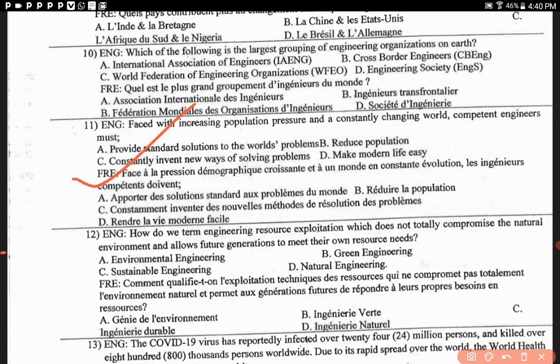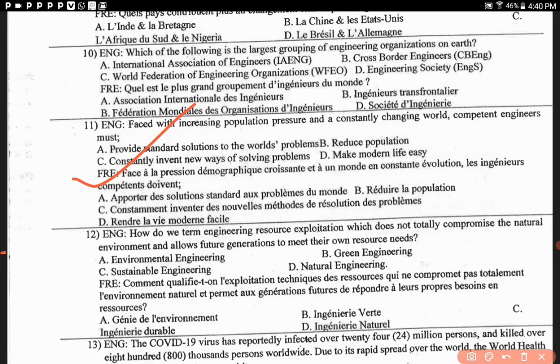Yes. The population is increasing, and not only is population increasing, population pressure is increasing, and the world is constantly changing, meaning that the world keeps on changing. It brings a sense of innovation, that engineers should constantly be trying to find new ways to innovate. I did not even see D. This says make modern life easy. Making modern life easy is by innovating. If they don't generate new ways of solving problems, modern life will never be easy. So that's the point.